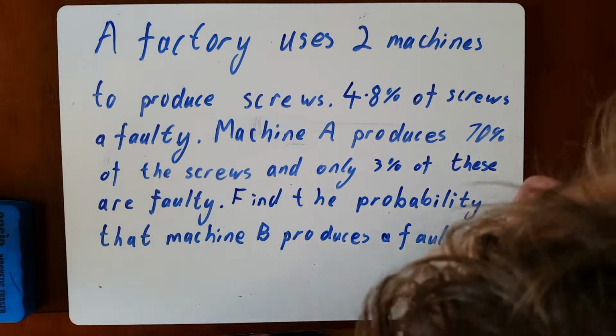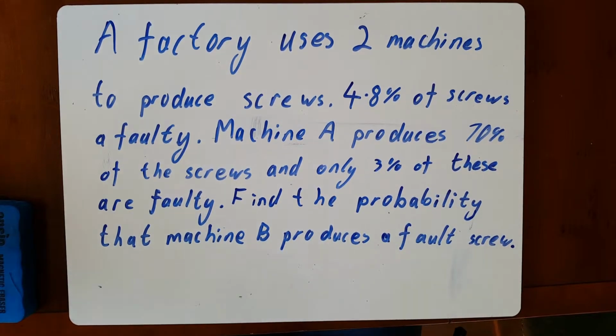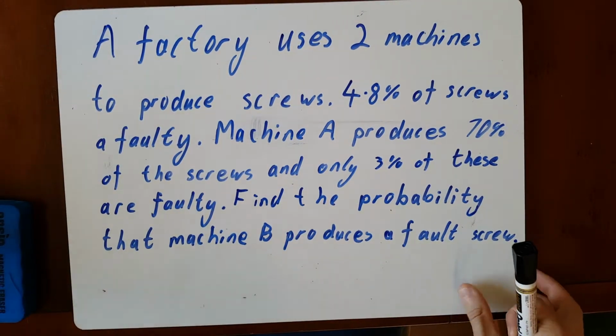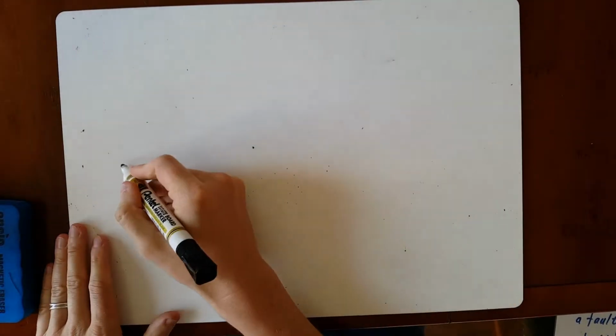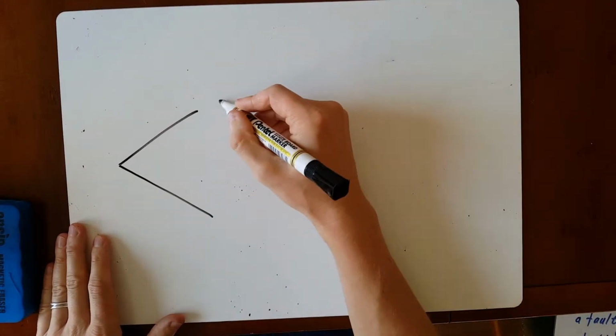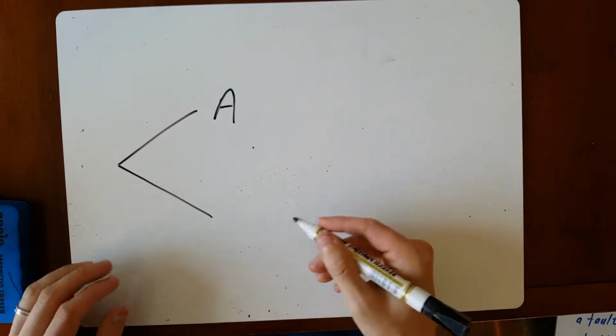There's a lot of information here, so we're going to use a tree diagram to help us understand this question. So if we just move the question out of the way. First of all, we know that there are two machines that are used. It's produced by machine A or machine B.